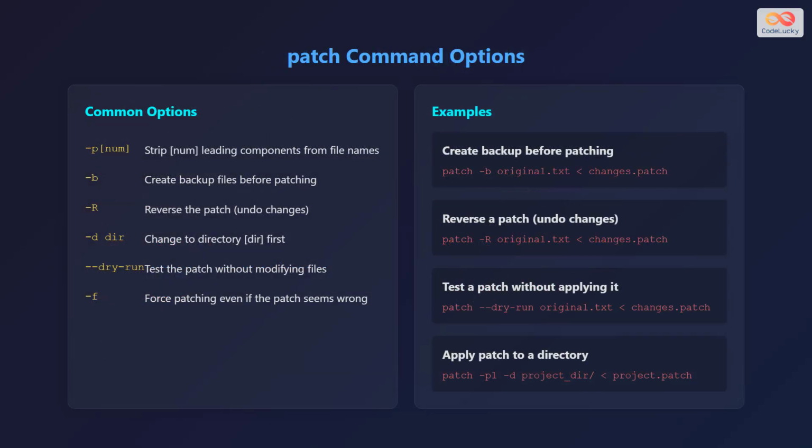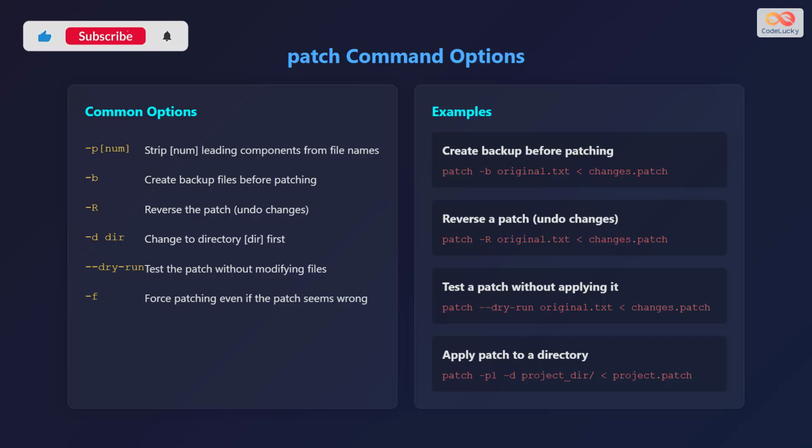The patch command includes several useful options that enhance its functionality. The -p followed by a number option strips a specified number of leading components from file names. The -b option creates backup files before patching. The -R option reverses the patch, undoing the changes. The -d option changes to a specified directory first. The --dry-run option tests the patch without modifying files. Finally, the -f option forces patching even if the patch seems wrong.